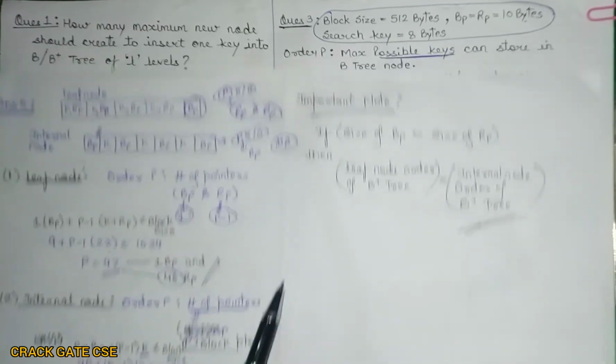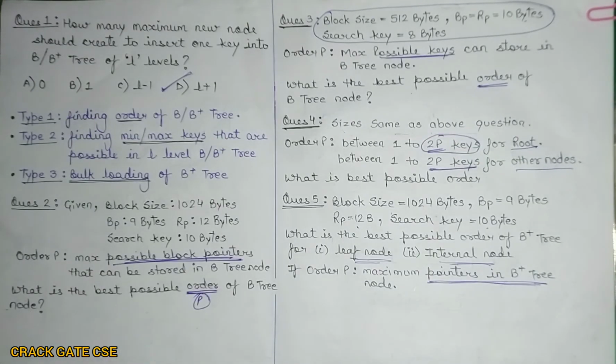Therefore the leaf node order will be equal to the internal node order. So I hope I am able to explain it in a better way, and this is a very important question, so just practice all these questions.